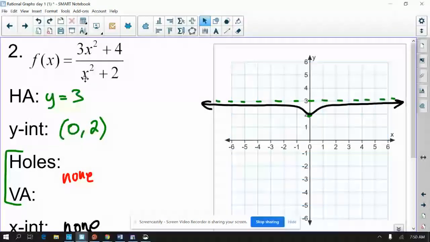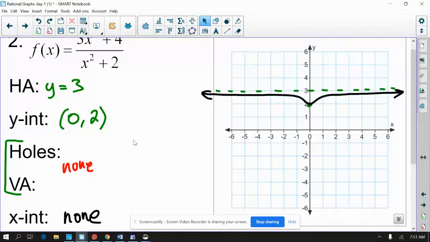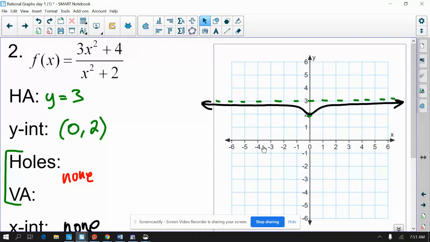Well, you could try really hard to factor this, but it is completely prime. This does not factor. And again, if you were to set this equal to 0, you would get two imaginary numbers, which tells you that it's not factorable. So I really don't have a lot to go on. This is a weird example. There are no vertical asymptotes. You have one y-intercept, and you've got a horizontal asymptote.